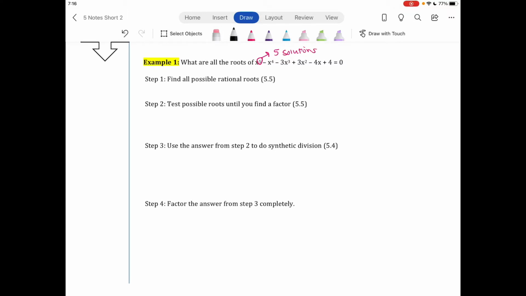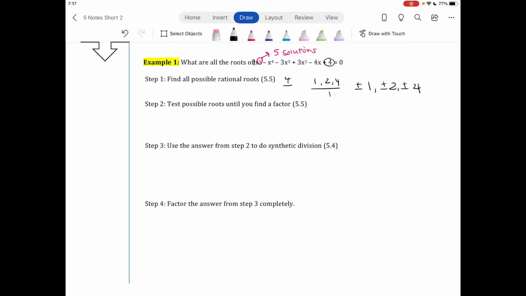Meaning the first thing we need to do is list all the possible rational roots. That means we're doing the factors of our constant term of 4 over the factors of our leading coefficient of 1, which would be 1, 2, and 4 over 1. Make sure we do plus or minus with each of these options. So we get plus or minus 1, plus or minus 2, plus or minus 4.